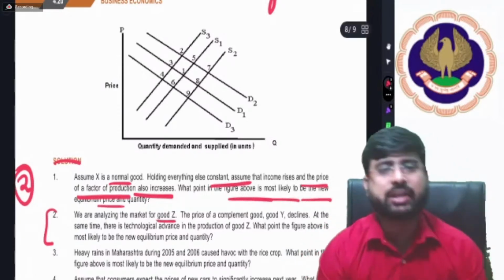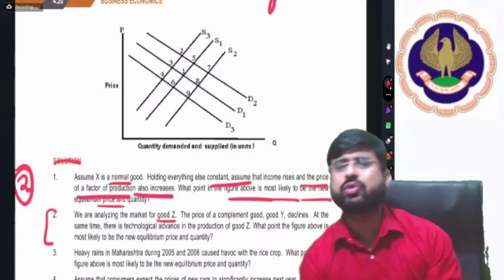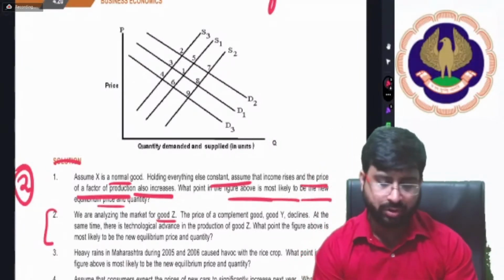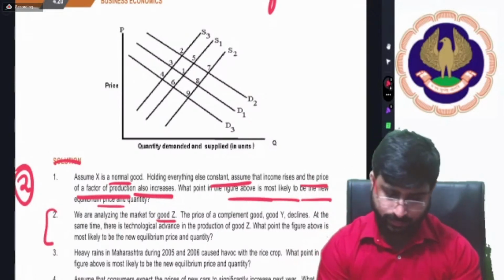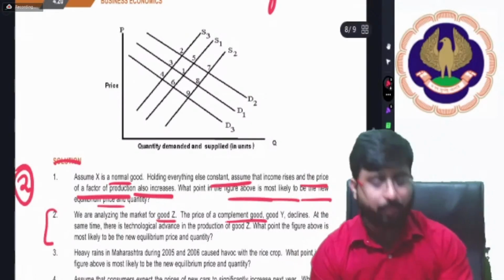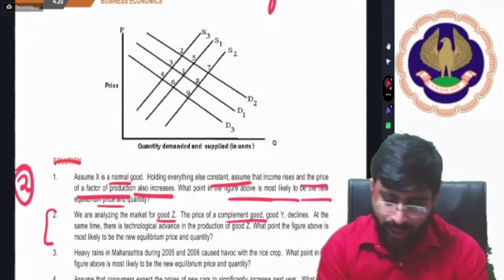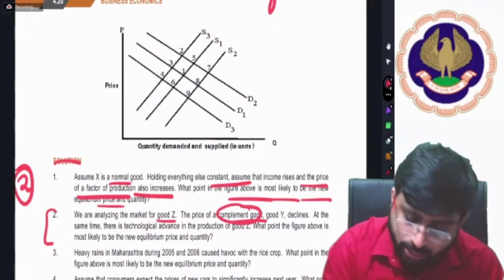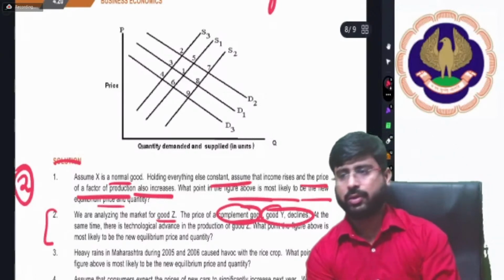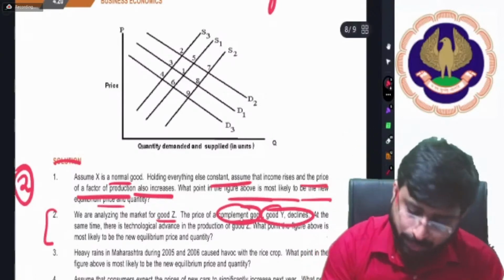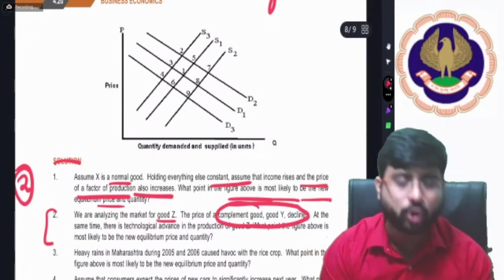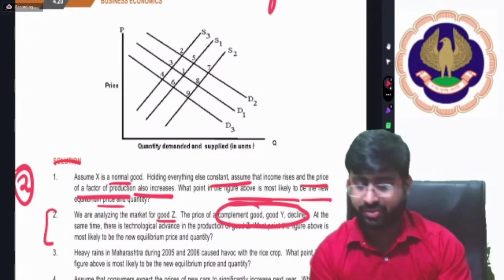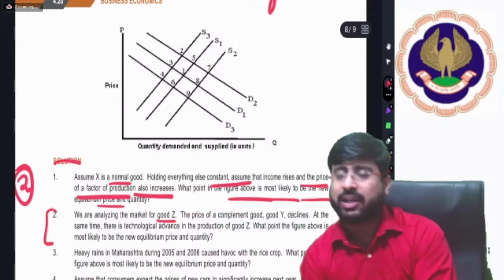Okay, so there is a commodity Z whose market we are analyzing. Now see what is happening. The price of a complement good Y declines. The price of complement good Y is declining. So if price of complement good is declining, that means quantity demanded is rising.